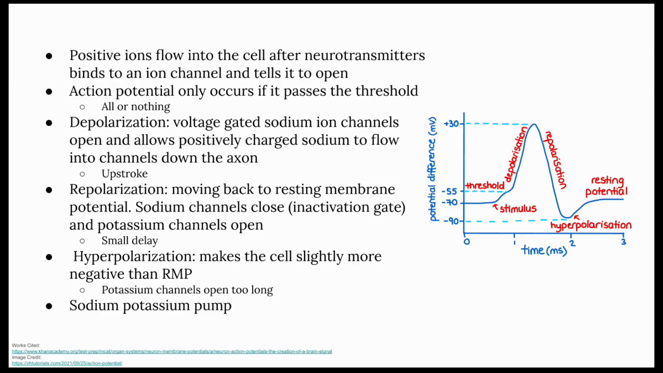Now let's learn about the actual action potential. Positive ions flow into the cell after the neurotransmitters bind to an ion and tell it to open. When ions make the inside of the cell more positive, this is called depolarization. An action potential will only fire if it passes the threshold value for the membrane voltage. So, for instance, if the membrane is only polarized to negative 80 millivolts, but the threshold value is negative 70 millivolts, the action potential will not fire.